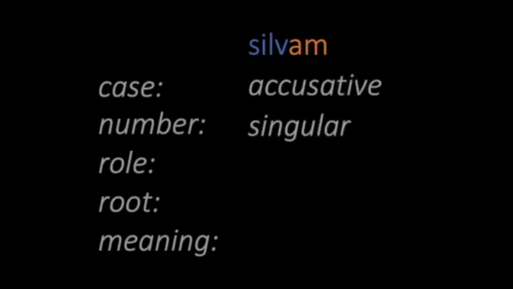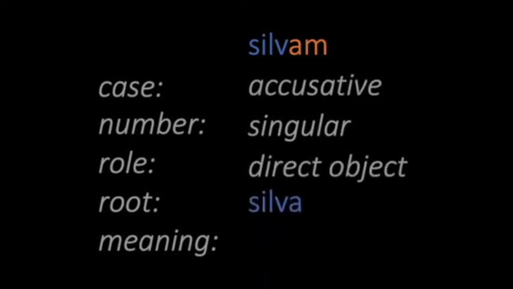First word, silvam. What is the ending here and what does it mean? Well, am is the accusative singular ending. It indicates that the role of this noun in the context is direct object. The root is silva, which means forest.